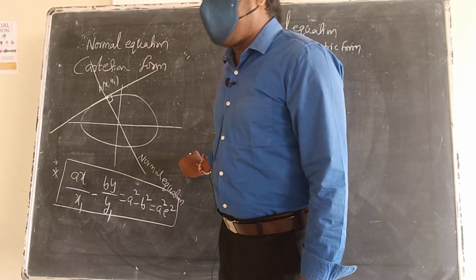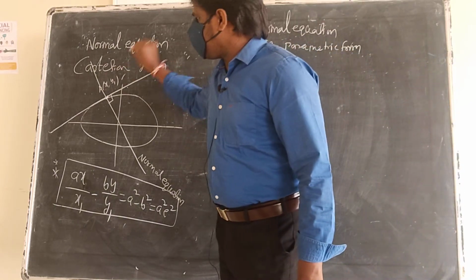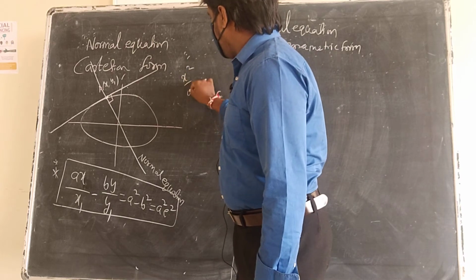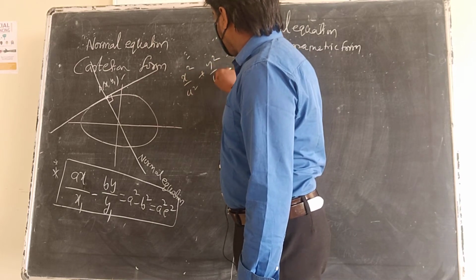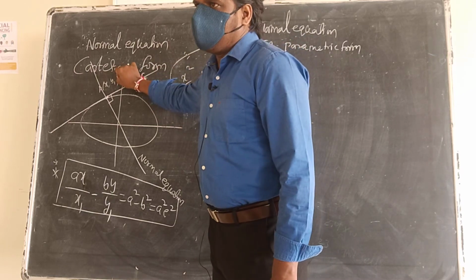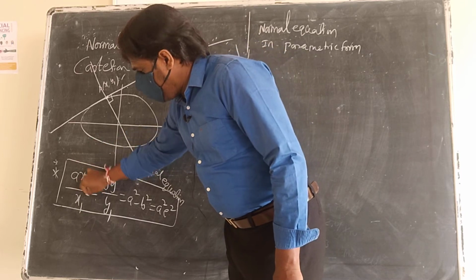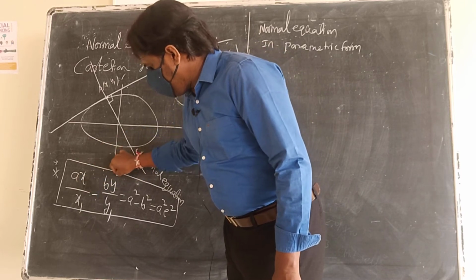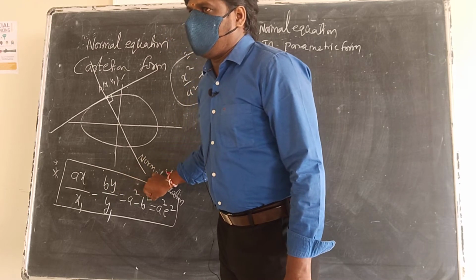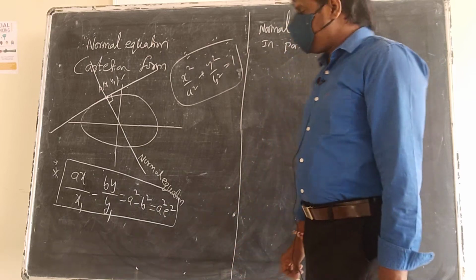If you want to remember, you can remember the formula. Equation of the normal when a point is given: x square by a square plus y square by b square is equal to 1. This is the ellipse equation and a point is given. Then the formula for the equation of the normal is a x by x1 minus b y by y1 is equal to a square minus b square, which is equal to a square e square. That is how I remember it.